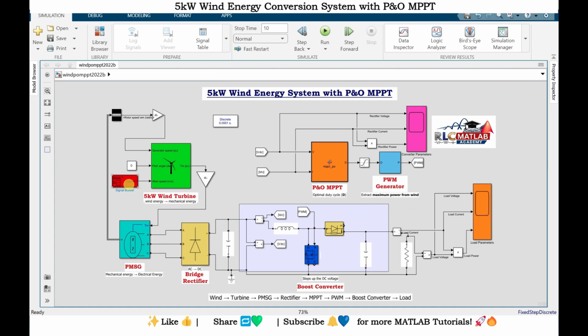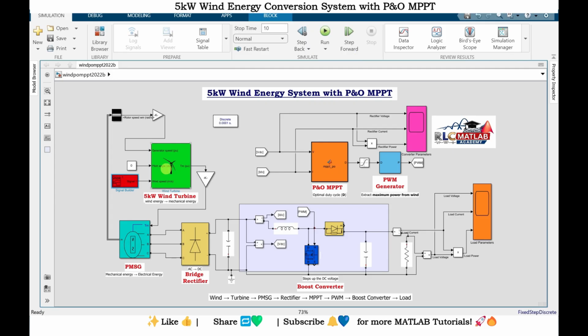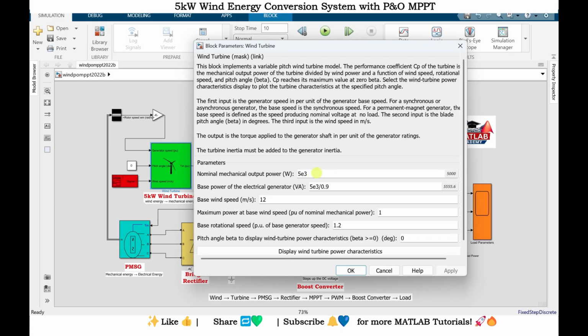In the wind speed block, we have used 8 meter per second, and next 12 meter per second. Based on that we can set the wind speed. The rated wind speed is 12 meter per second. At 12 meter per second we can achieve 5 kilowatt. This is our main concept, and we need to focus on this one. For 12 meter per second we need to achieve 5 kilowatt. So this wind turbine is rated 5 kilowatt and the base wind speed is 12 meter per second.